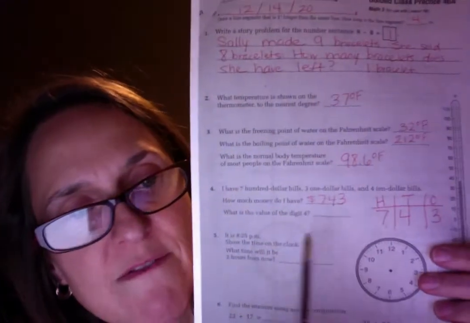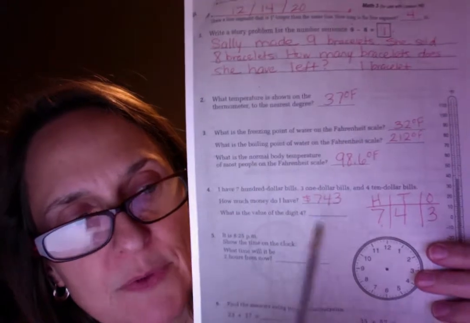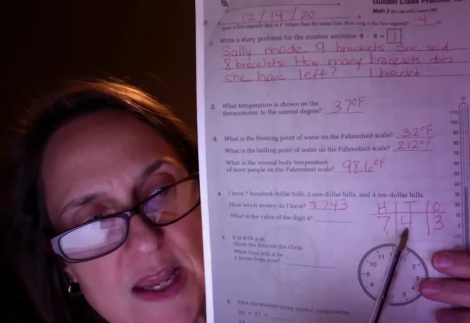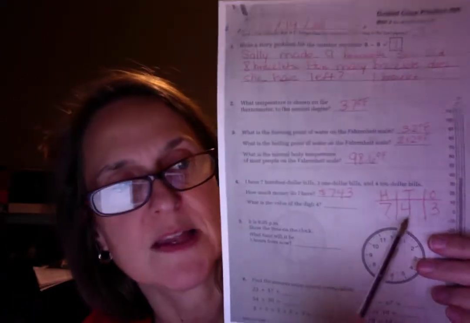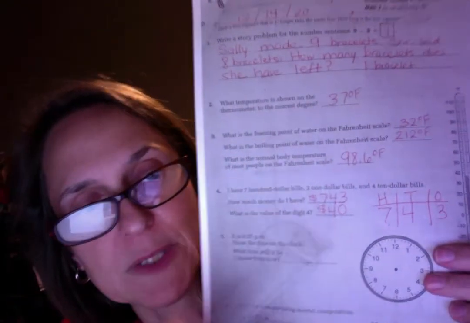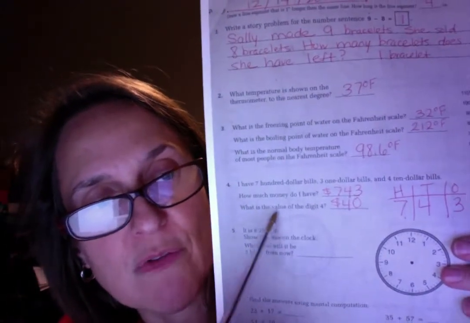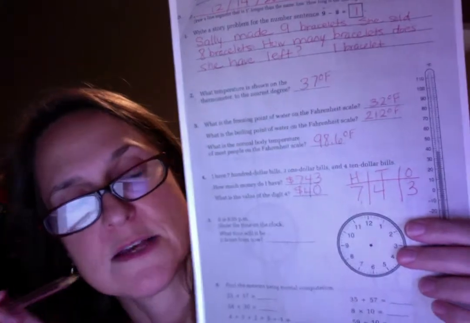What is the value of the digit 4 in this number? Okay, when you see value, they want a number. They want how much it's worth. And the 4 is in the tens, which means it's worth $10, $20, $30, $40. So you have to write $40. Don't write tens. That's place value. They just want to know the value of the 4. That's 4 tens or $40.